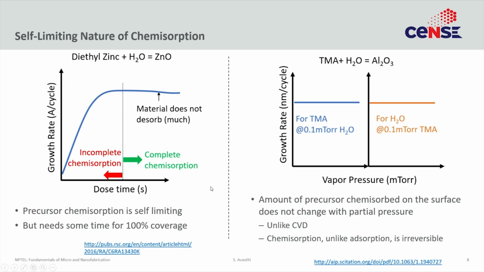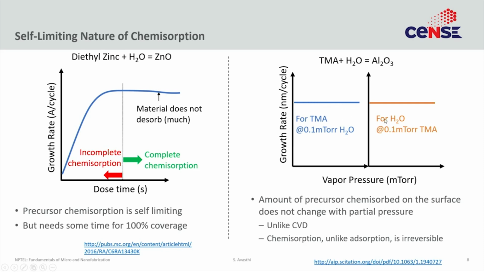So, there is no equilibrium, there is no incoming and outgoing. The outgoing is 0, so it is only incoming, and because there is only incoming, the growth rate tends to be fairly independent of the vapor pressure. Here is the example again of TMA and water, which you use to form aluminum oxide. Say you keep the vapor pressure of water constant at 0.1 millitorr, but change the vapor pressure of TMA. No matter what vapor pressure of TMA you maintain, the growth rate will be exactly the same.